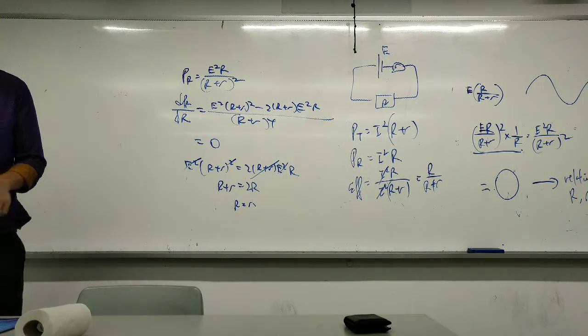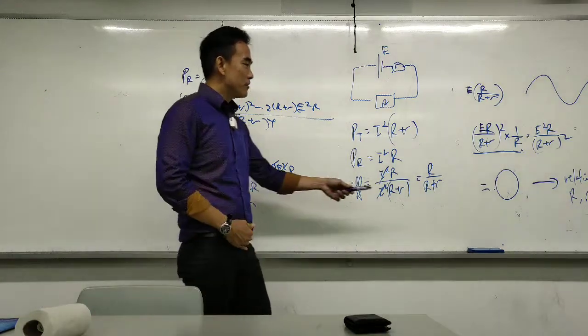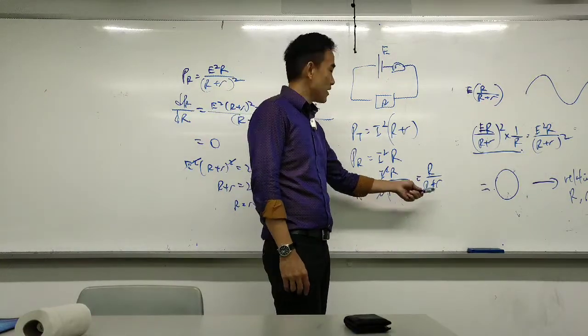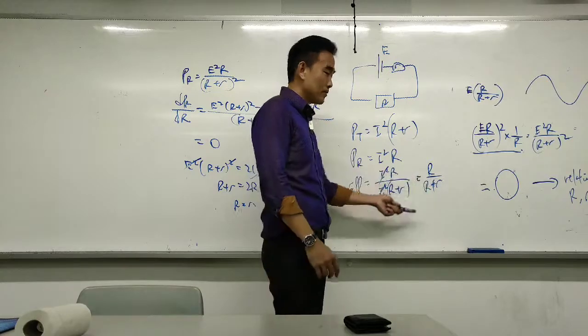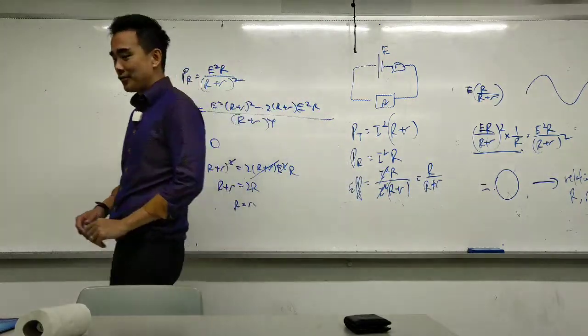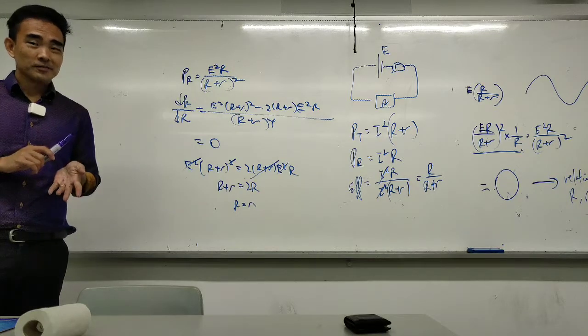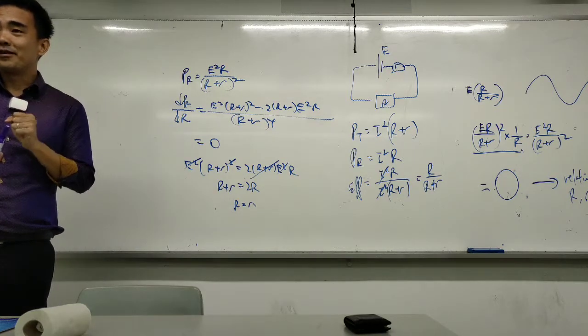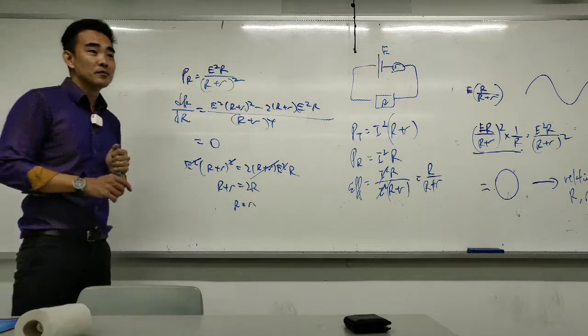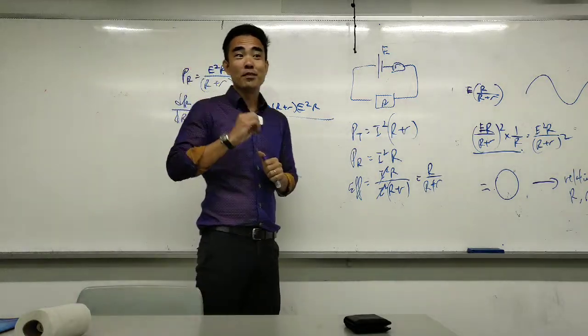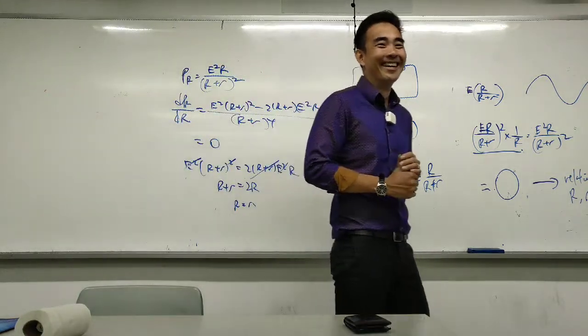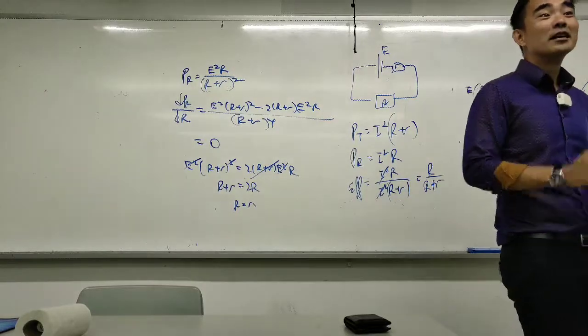How do you have 100% efficiency? You make R really, really big, and you make r really, really small, then you have maximum efficiency. But the problem is, if you make R really, really big, it means that the current is going to be really, really small. It means that your power will be very, very low. So the only way for you to have maximum efficiency is to have zero power. So the most efficient way of doing work is to do no work.